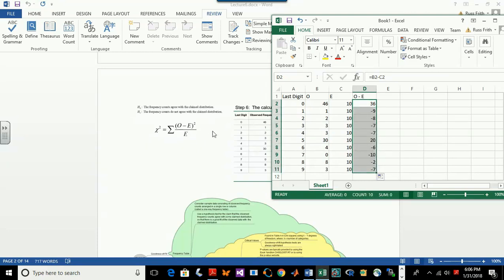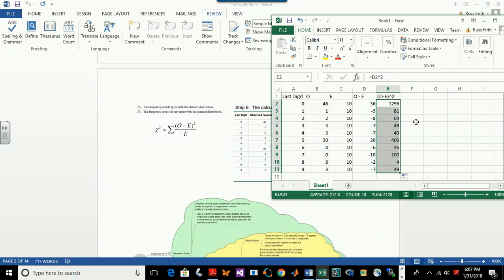And now we need O minus E squared. Okay. So O minus E squared. All right, so this would equal to, oops, sorry. O minus E squared. All right, now let's try it again. Okay, so this would be equal to this number squared. All right. Let's see if I can drag it. All right, so O minus E quantity squared.